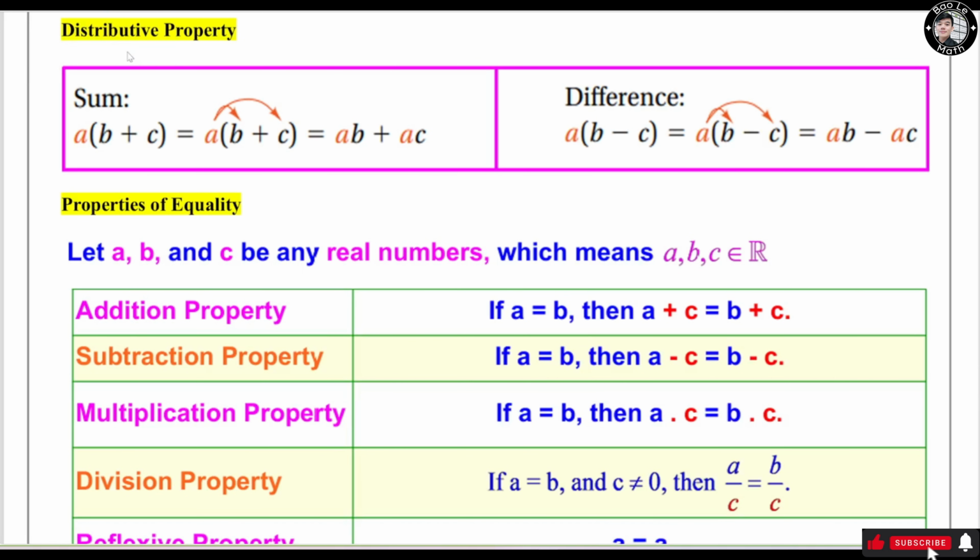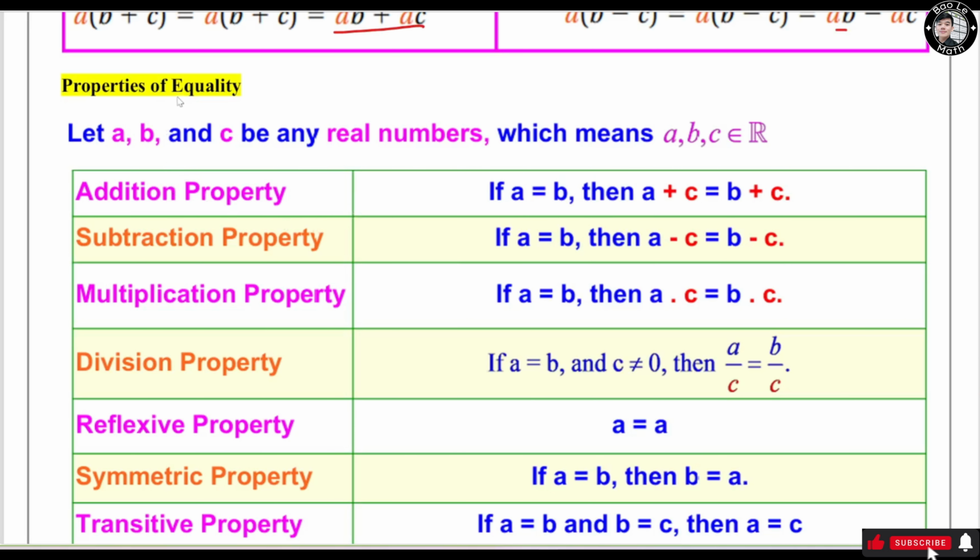Now we're going to talk about the distributive property. A times (B plus C), you can distribute and you get AB plus AC. Similarly, you have difference, right? Now next one, we're going to talk about the properties of equality.